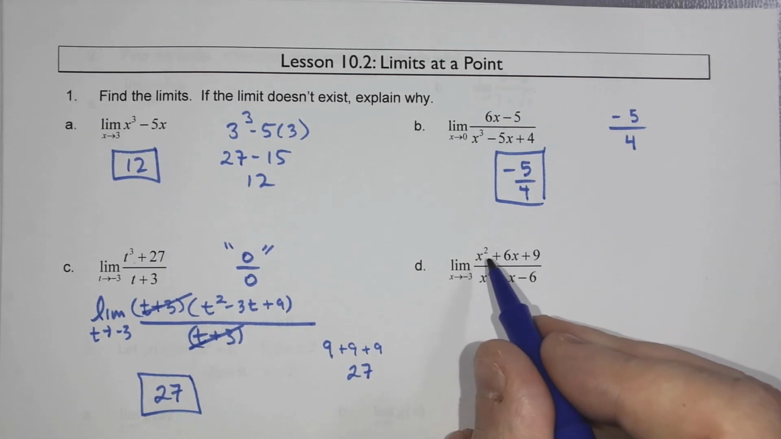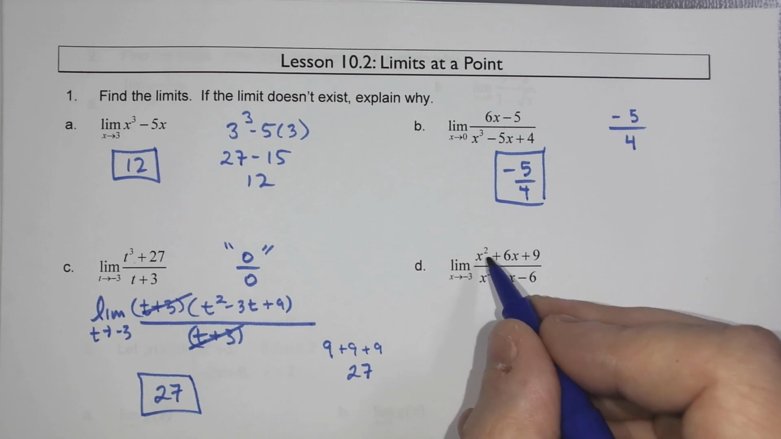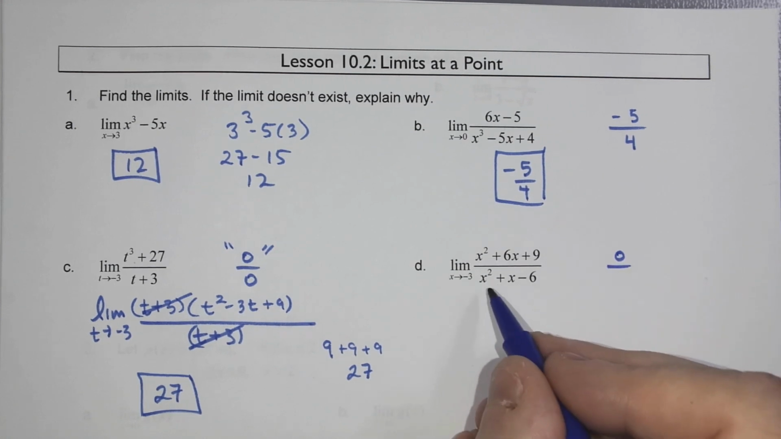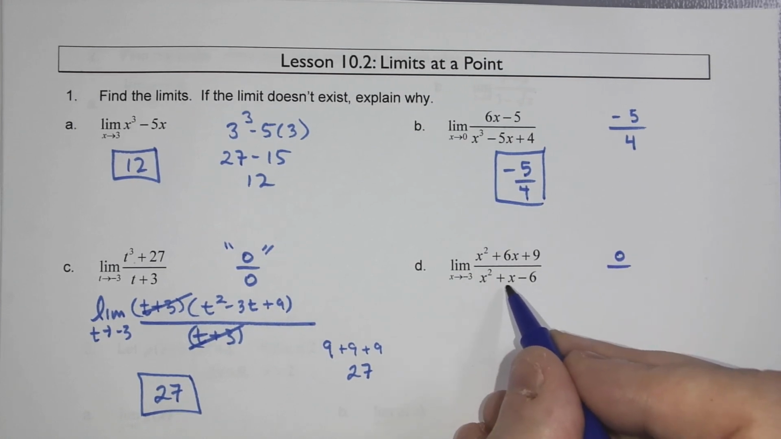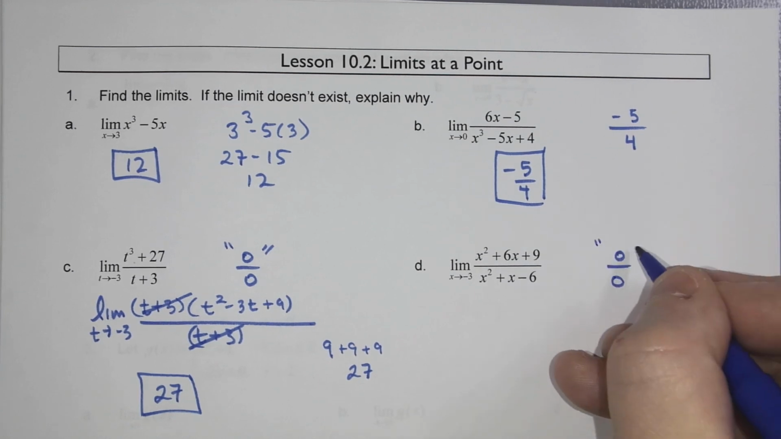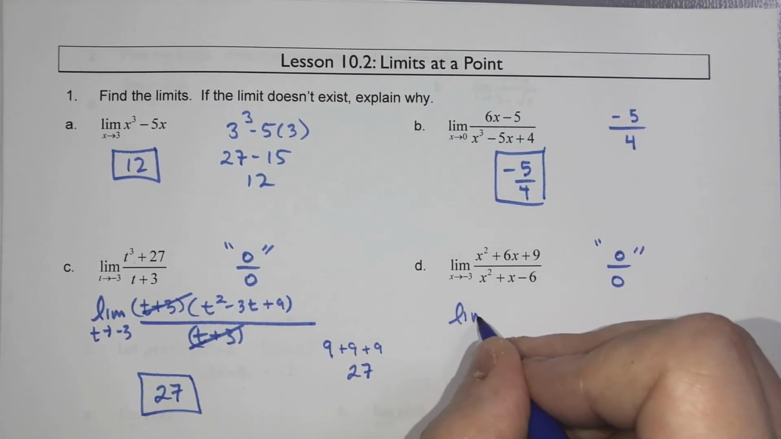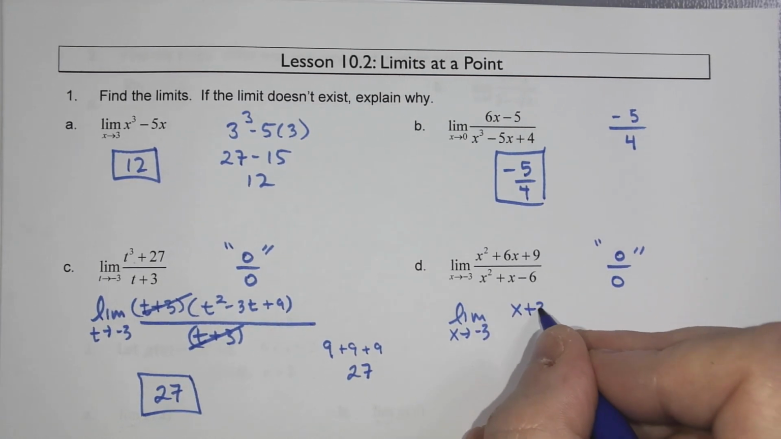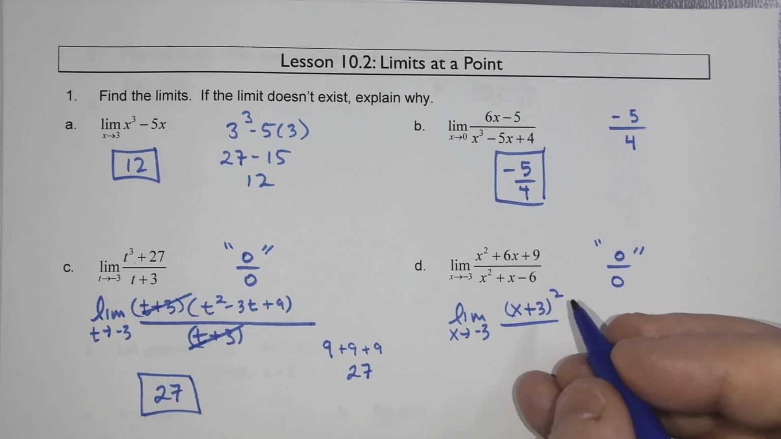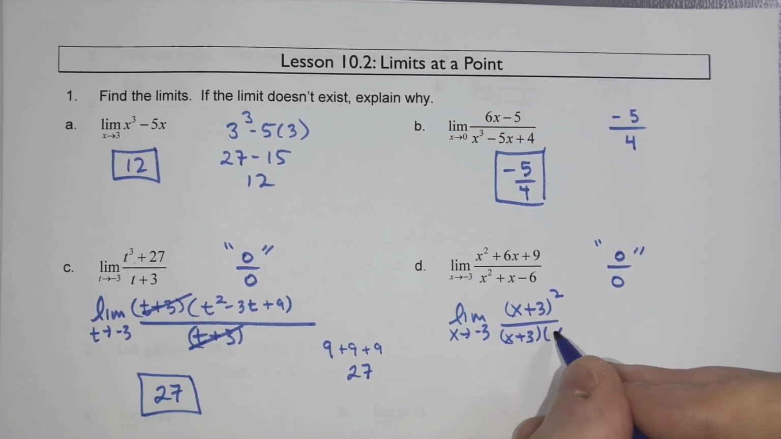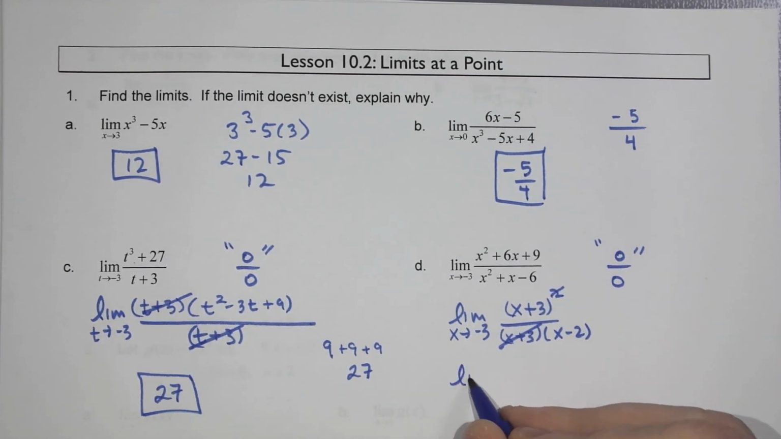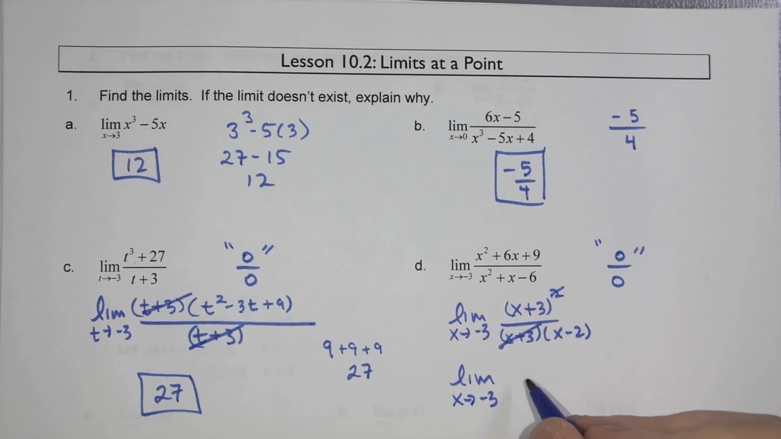Okay, if we were to replace negative 3 into this expression, we'd get 9 minus 18, which is negative 9, plus 9 is 0, over 9 minus 3 is 6, and 6 minus 6 is 0. So again, we're in a do something type stage. So let's do something. Limit as x approaches negative 3. On the top we have x plus 3 squared, and on the bottom we have x plus 3 times x minus 2. So in this case, one of the x plus 3's cancel, so we have a limit as x approaches negative 3 of x plus 3 over x minus 2.